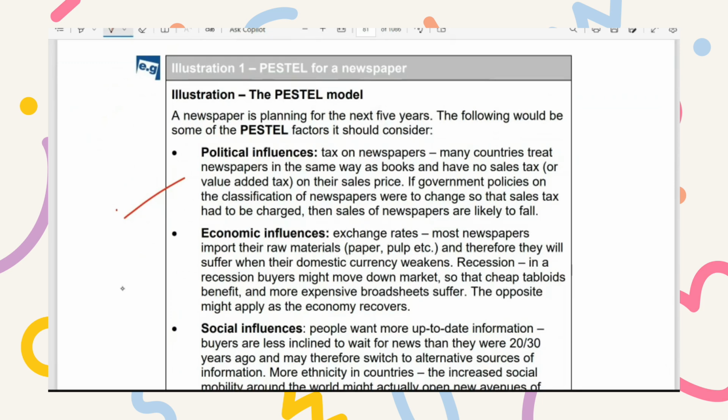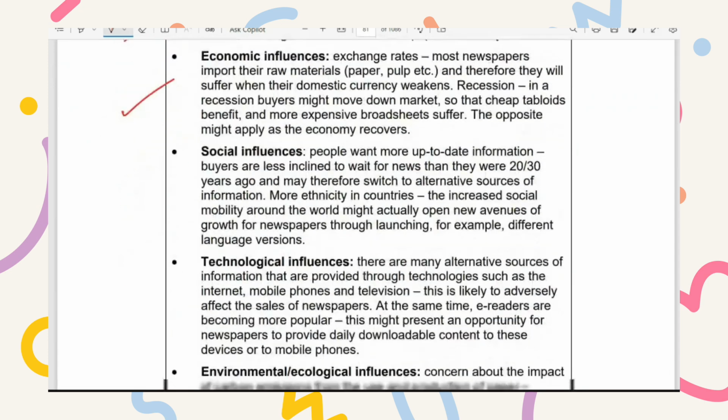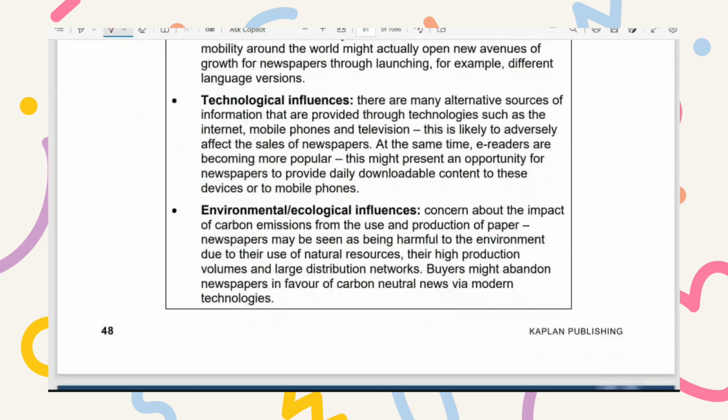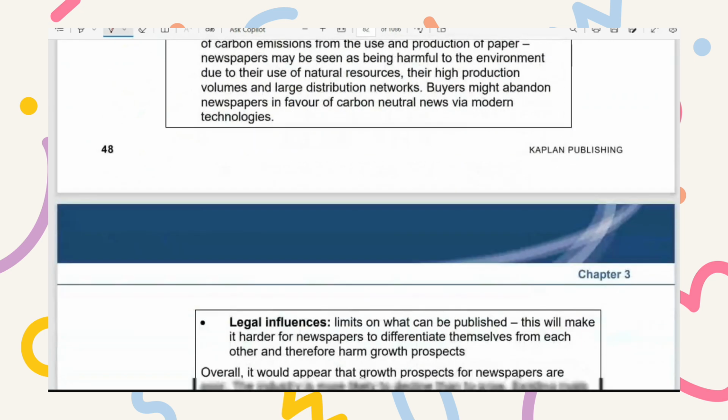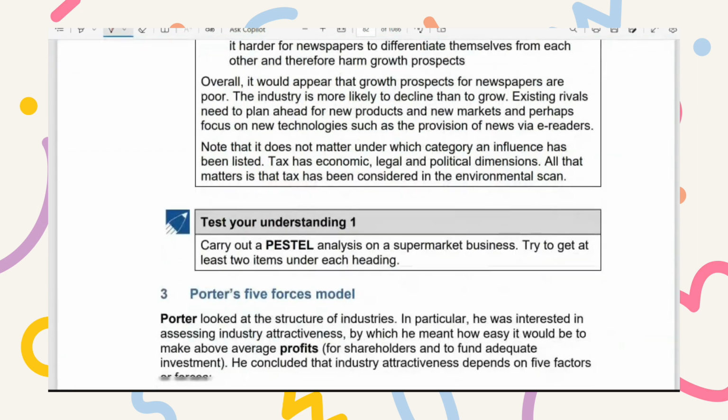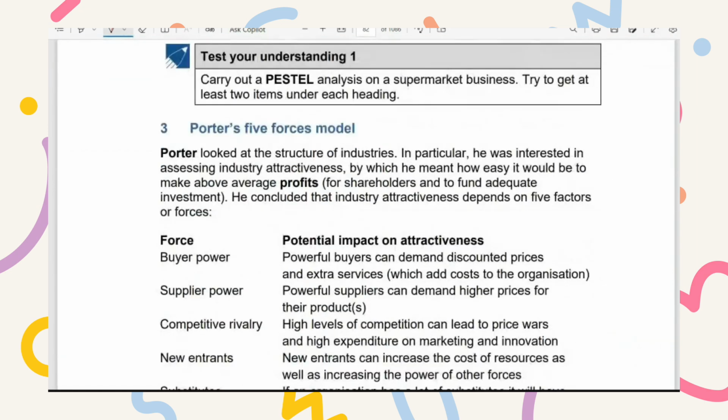This is where they have done a PESTLE analysis for the newspaper. So in the newspaper PESTLE analysis there is political influence, economic influence, social influence. They have mentioned all these examples which we discussed over here. Environmental: how easy it is, how supportive our government is, and how many facilities we are getting from the sources.